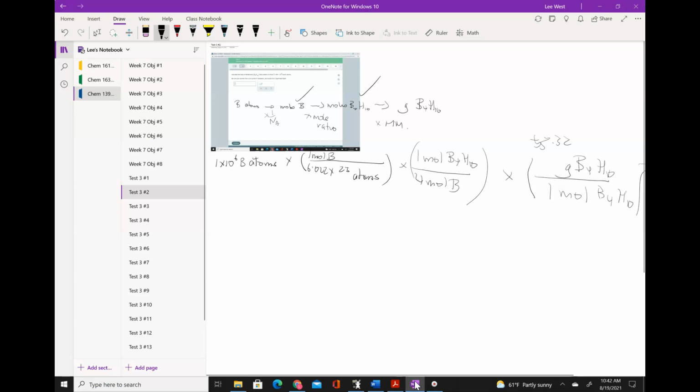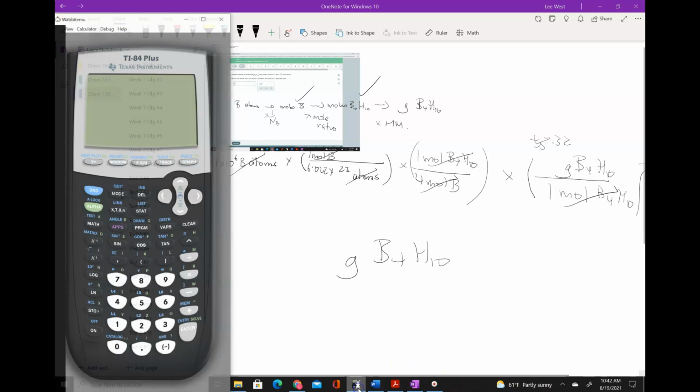Now here's the hint. Before you put it into the calculator and get the wrong answer, cancel all your units, and most importantly, pay attention to what's left over. And in this case, what's left over is what I want, which is grams of B4H10, and that has to be to 4 significant figures.